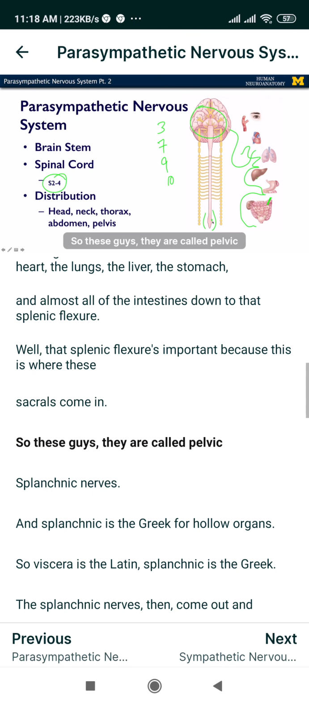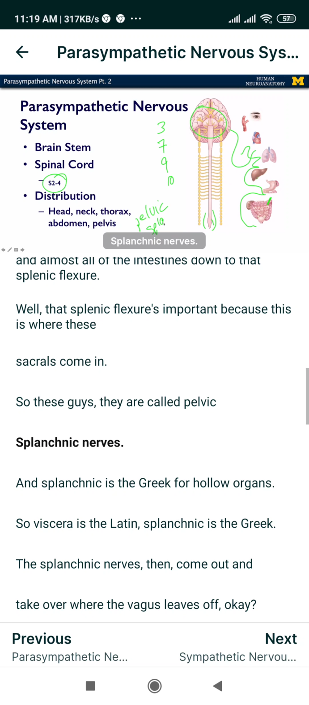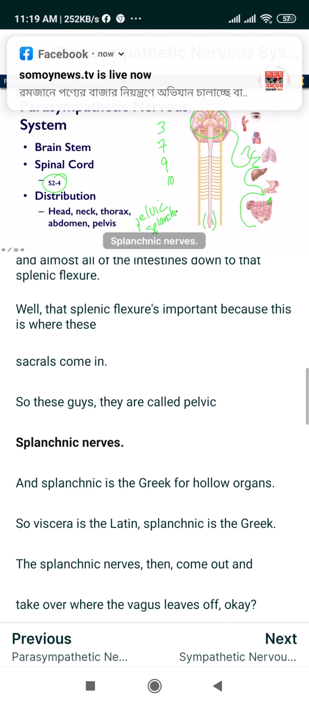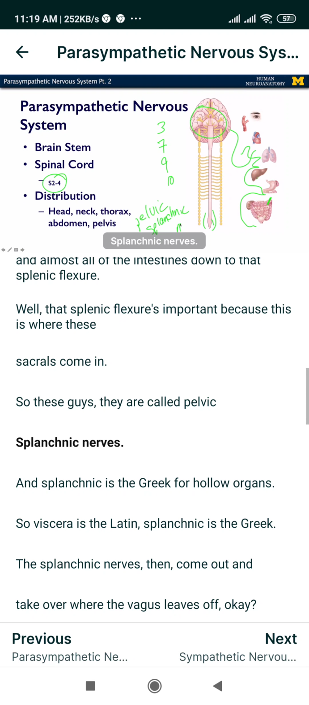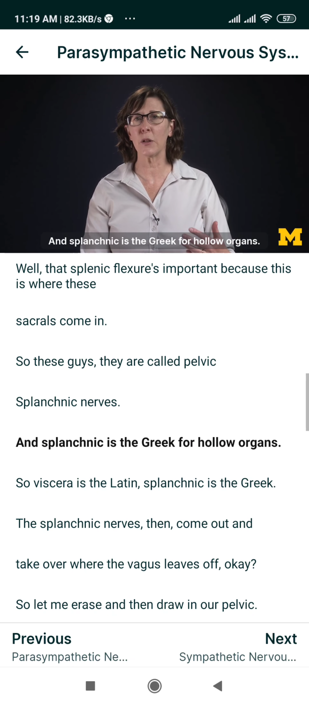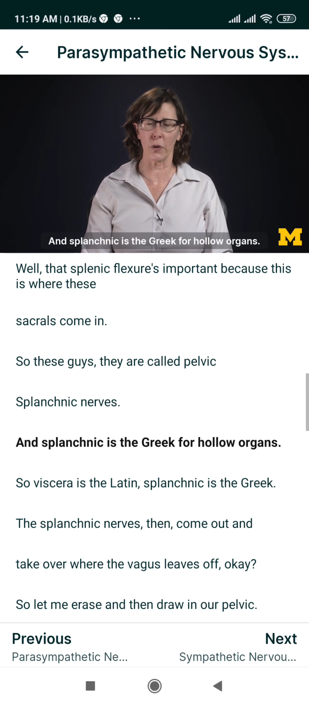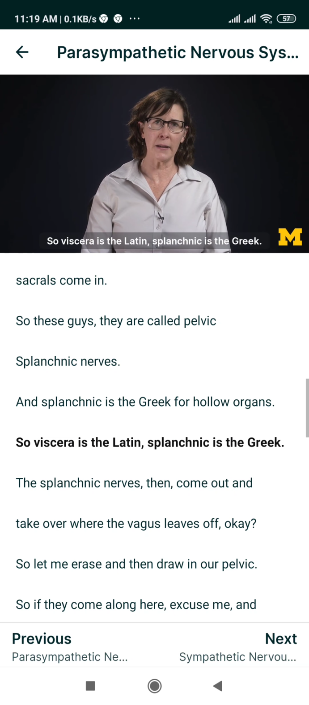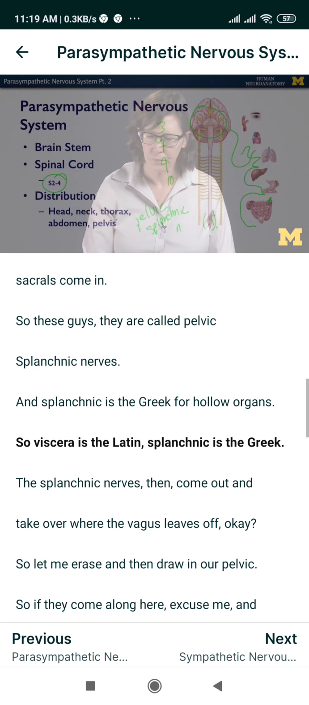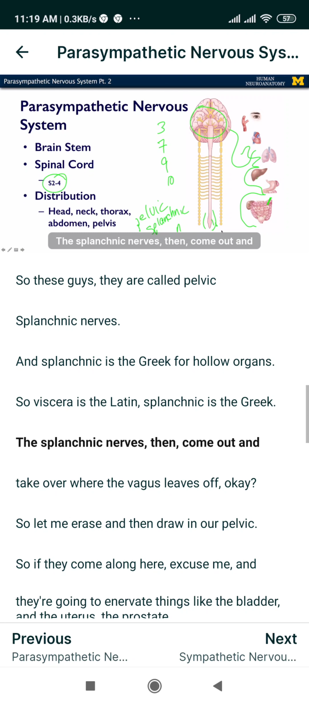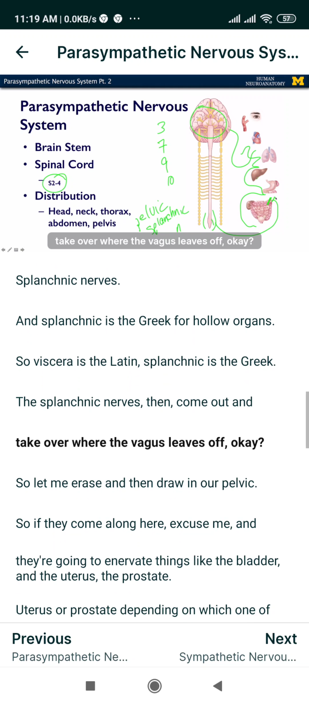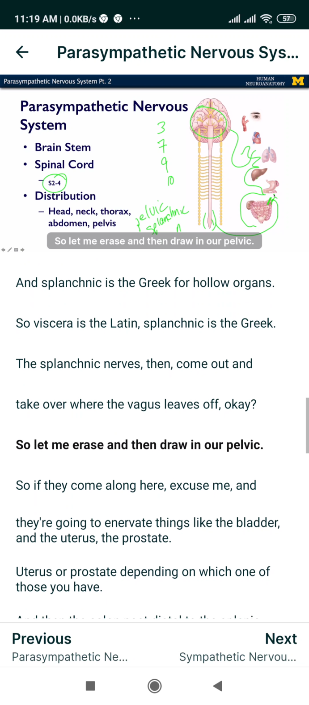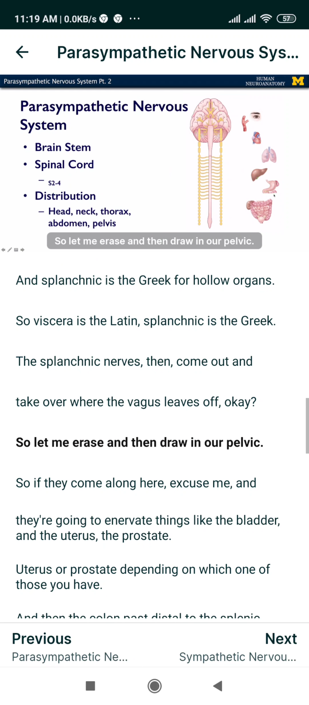So these are called pelvic splanchnic nerves. And splanchnic is the Greek for hollow organ. So viscera is the Latin, splanchnic is the Greek. The splanchnic nerves then come out and take over where the vagus leaves off. Okay, so let me erase and then draw in our pelvics.